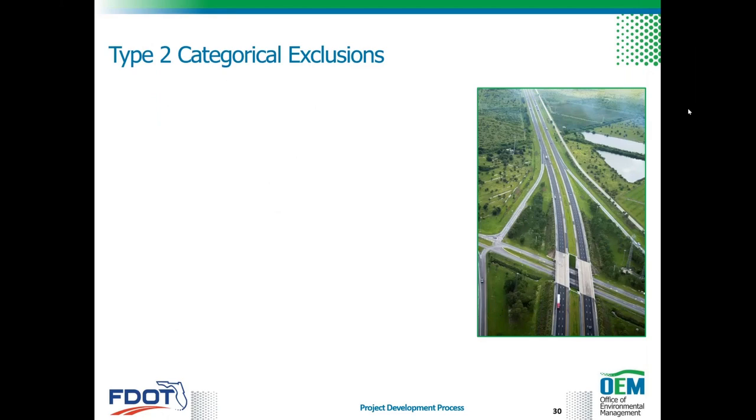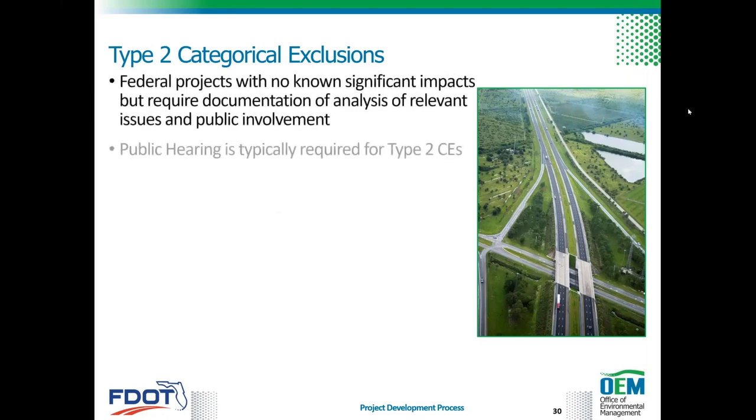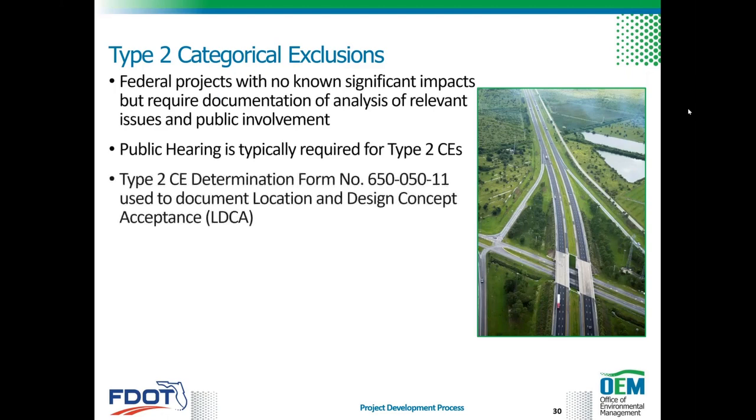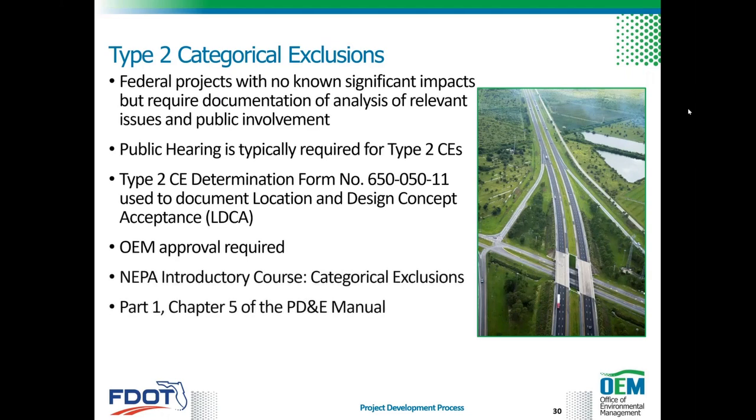Okay, so the Type 2 CEs: this is a type of federal project that has no known significant impacts, but it requires documentation of analysis of relevant issues and public involvement. The document of record for an LDCA is the signed Type 2 CE determination form, which is prepared in SWEPT.